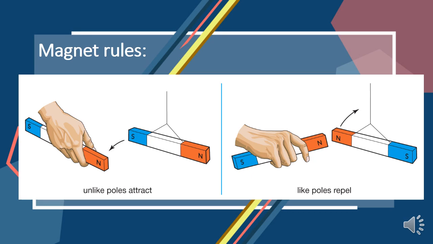Magnetic rules. So that's the first rule: unlike poles attract. Unlike means they are opposite poles, like south and north. And the second rule: like poles repel. Like poles means the same pole. So north and north, or south and south, they will repel. It means they will push each other away.